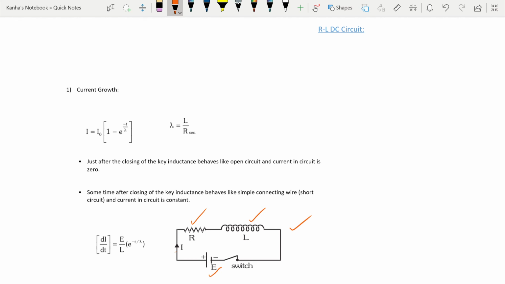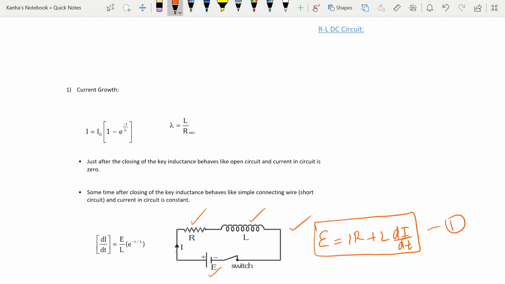First of all, let me just write the EMF equation. The EMF equation is nothing but epsilon or E is equal to IR plus L di by dt. This is the EMF equation, so you should make a note of this. You can easily do this by using Kirchhoff's law and noting that the potential drop across L is equal to L into di by dt.